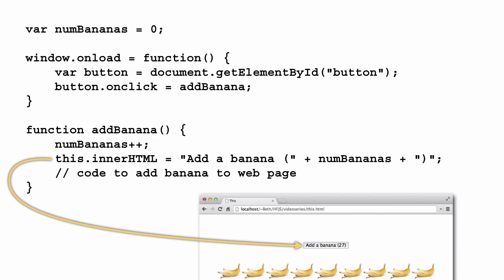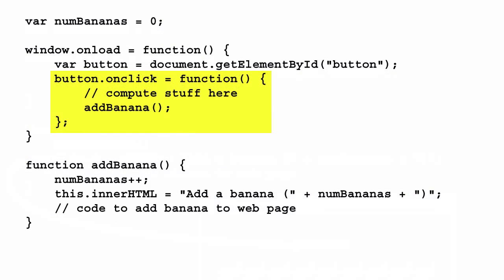Now let's change the code just a bit. Let's say we want to use a function expression as the value of the click handler we assign to the button, so we can do other things before we call the addBanana function.